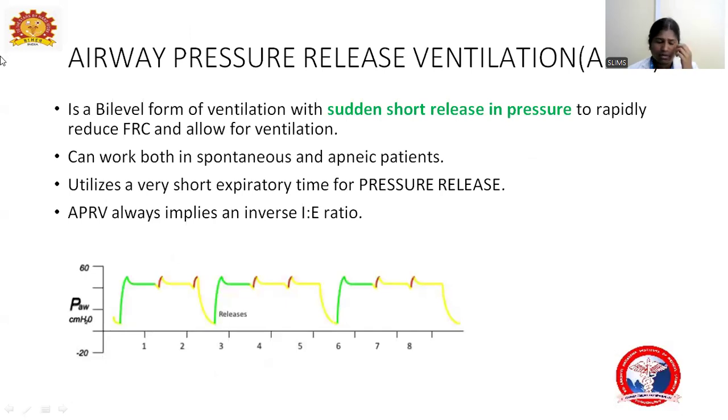The next mode of ventilation is airway pressure release ventilation, APRV. It is a bi-level form of ventilation with a sudden short release in pressure to reduce FRC and allow for ventilation. So the residual volume is reduced and the ventilation is improved. It can work both in spontaneous and apneic patients, and utilizes a very short expiratory time for pressure release. APRV always implies an inverse IE ratio.